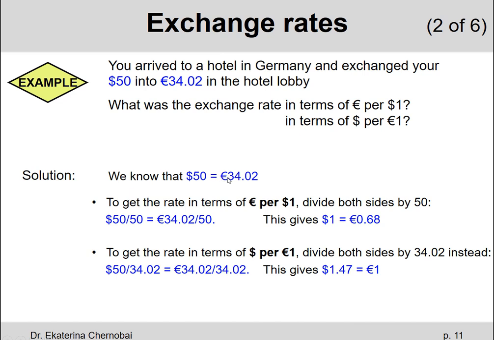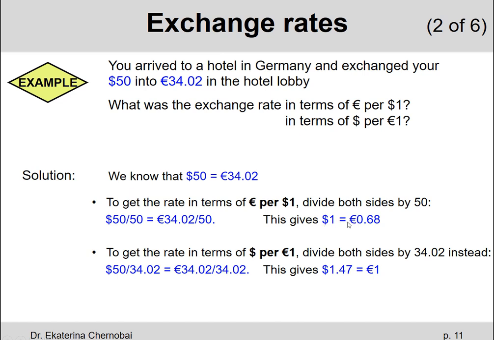So to get €1 instead of 34.02 euros, we need to divide 34.02 euros by 34.02. And we also do that division for the left-hand side, which is $50. So $50 divided by 34.02 equals 34.02 euros divided also by 34.02. When this is simplified, on the left-hand side, where we have dollars, we get $1.47. And on the right-hand side, we have the €1 that was our goal.